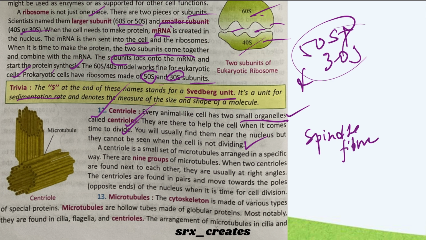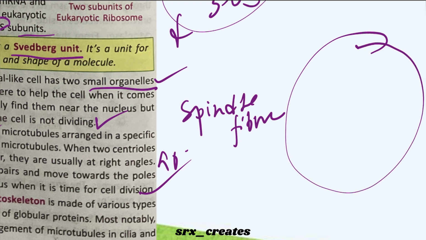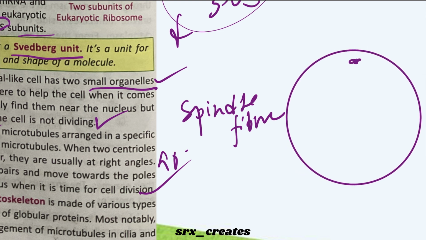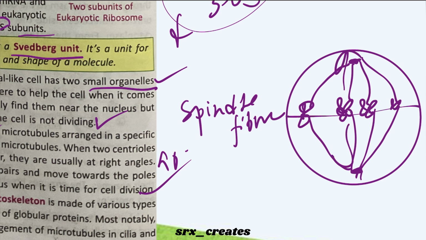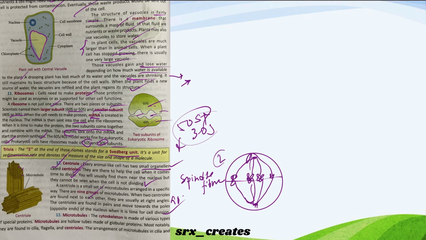And the centriole is a set of microtubules. See, microtubule. There are 9 groups of microtubules. When two centrioles are found next to each other, they are at 90 degrees, meaning a right angle. Centrioles are found in pairs and move towards the poles. You do not yet know what cell division is, but if this is a cell, there is a central portion. They form a spindle-like structure, spindle fibers, and the chromosomes are there. Okay, after this some chromosomes go here, some go there, and two cells are formed. Okay, just in simple terms.